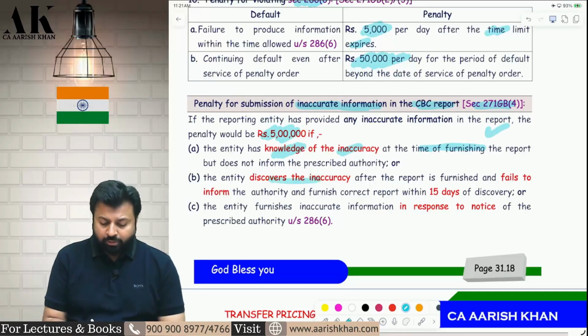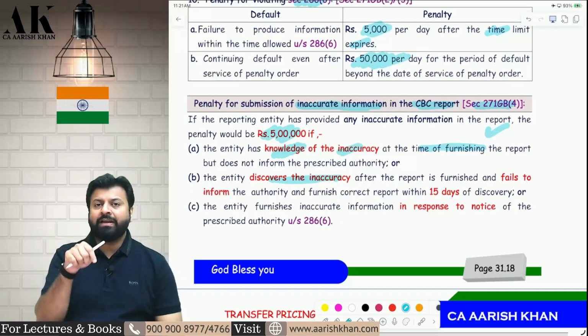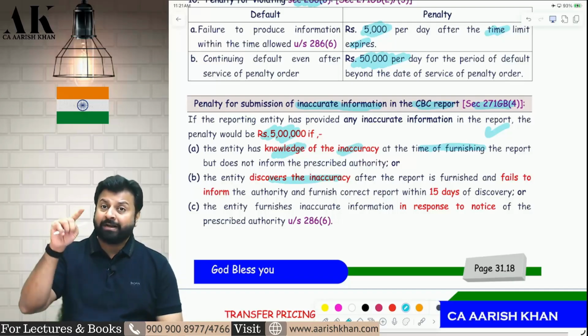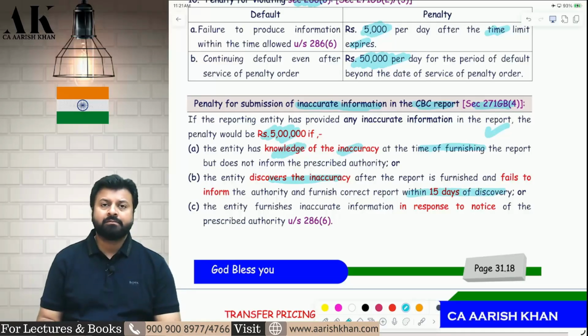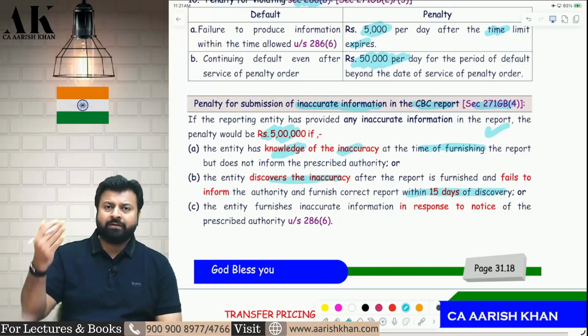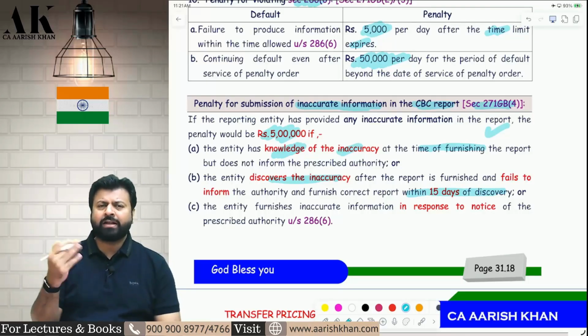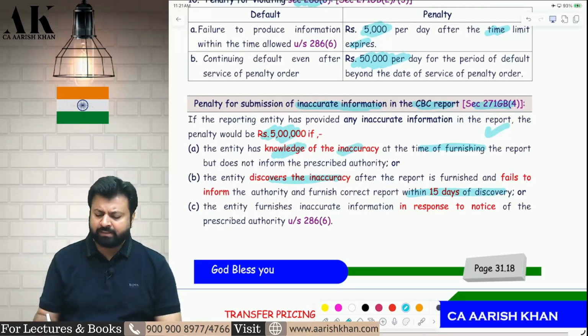Or you discover the information later on. At the time of filing, you are not aware that this information is incorrect. But later on, you came to know that it is incorrect and you do not rectify the mistake within 15 days. You came to know later on that the information which I gave in CBCR is incorrect. So you rectify within 15 days. If you rectify within 15 days, no penalty. Or if you don't rectify within 15 days, penalty.